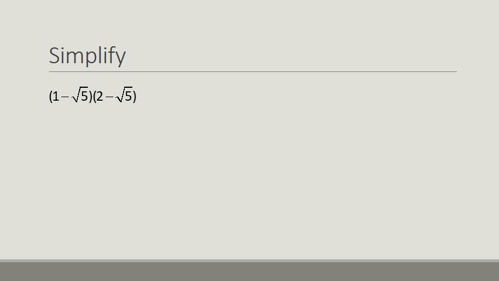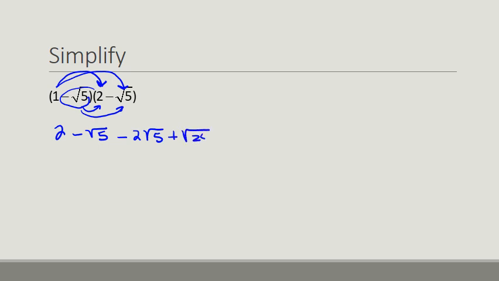So now I've got two binomials, so I'm going to multiply. And I'm going to use FOIL, a box, whatever you like to multiply. So if I distribute the 1, I'm going to get 1 times 2, which is 2, and 1 times negative root 5, which is negative root 5. Now I'm going to distribute this negative root 5. So times 2 is minus 2 root 5. And then here I've got the negative there. So negative and a negative is a positive square root of 25.